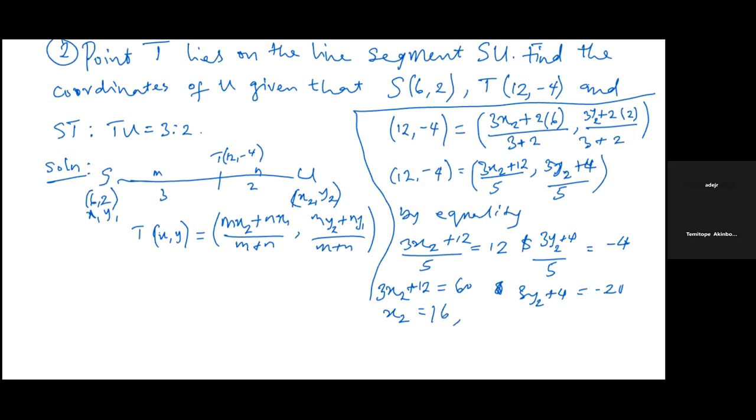By similar arguments here, subtract 4 from minus 20. So minus 20 minus 4. That gives you minus 24. Minus 24 divided by 3 will give you minus 8. So Y2 equals minus 8. And therefore, coordinate of U equals (16, minus 8). That's all. Does that make sense to you?